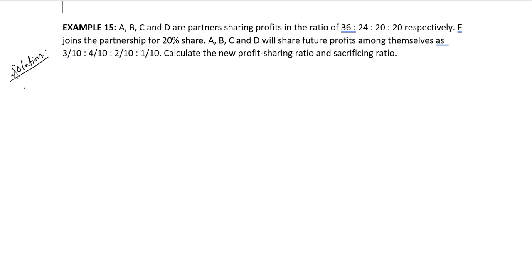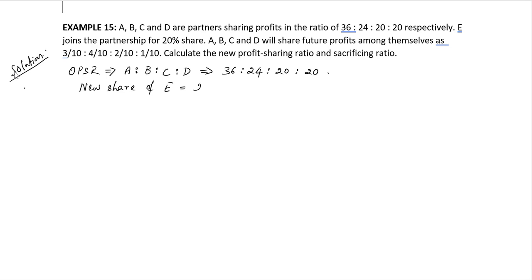Solution. As per the problem, the old profit sharing ratio between A, B, C and D is given as 36 is to 24 is to 20 is to 20. The new share of the new partner E is equal to 20%, or 20 divided by 100, or 2 divided by 10. Now it says here that A, B, C and D will share future profits amongst themselves as 3 by 10 is to 4 by 10 is to 2 by 10 is to 1 by 10.